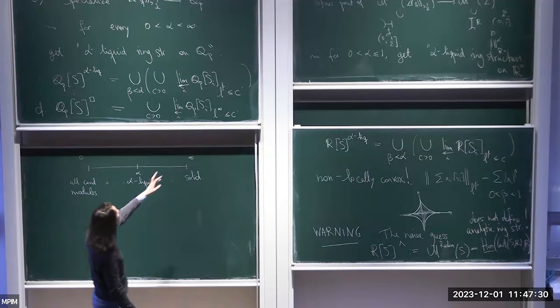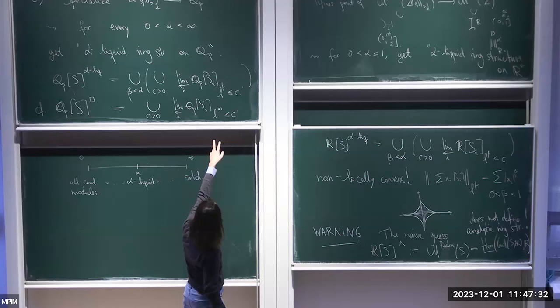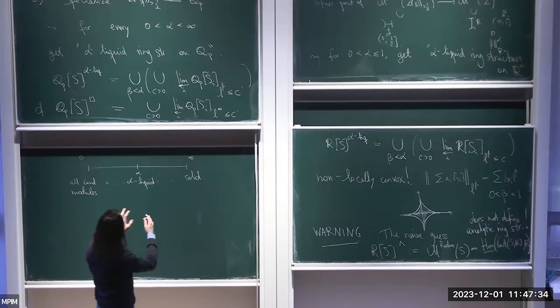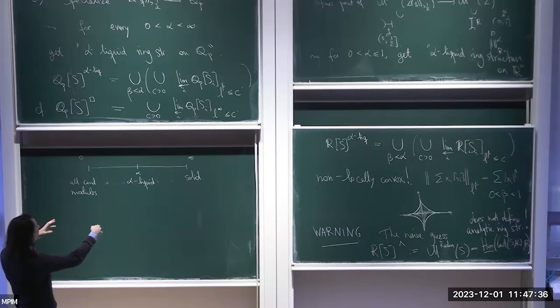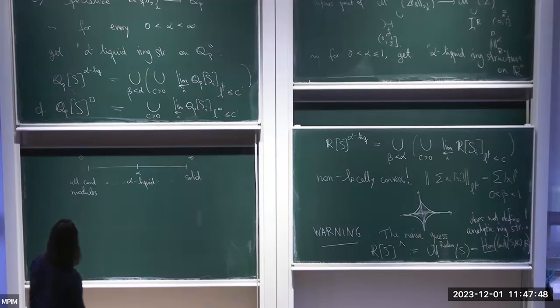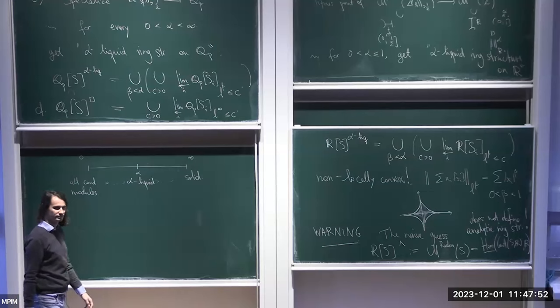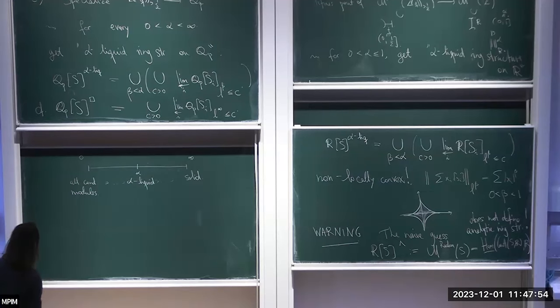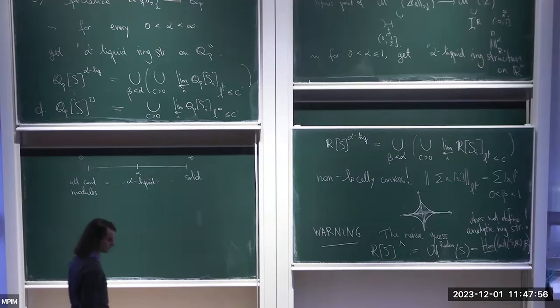Because if you naively put some kind of L0 norm there, meaning that there's only a bounded number of coefficients that are non-zero, and there you put some bound, then this actually recovers a free condensed module without any completion, by a variant of what I said at the beginning about the integers. Okay. All right.